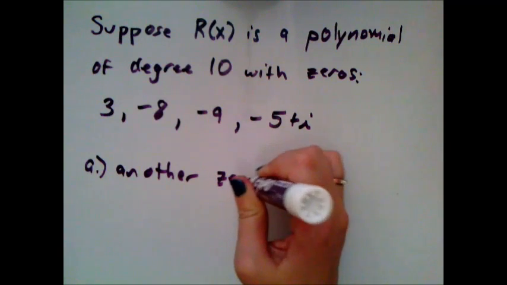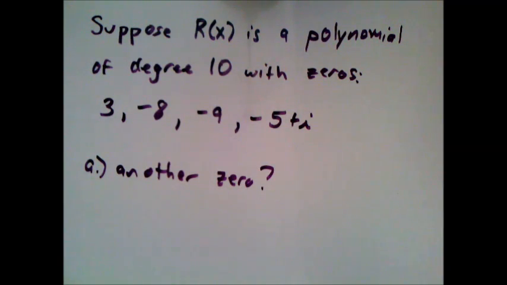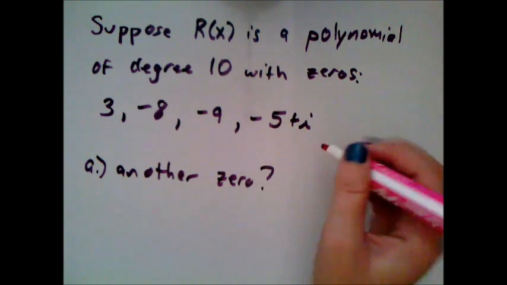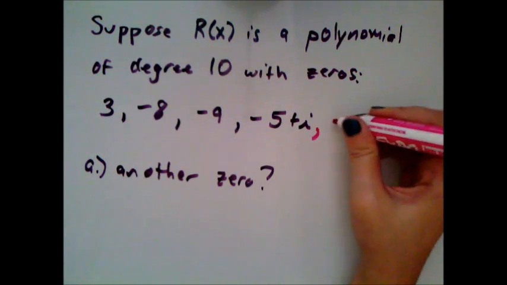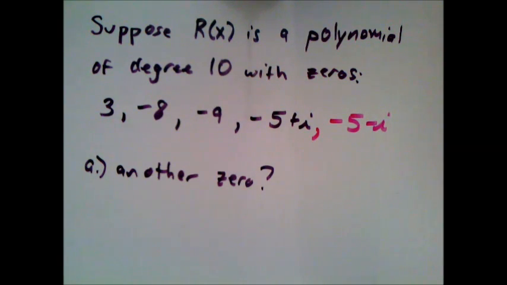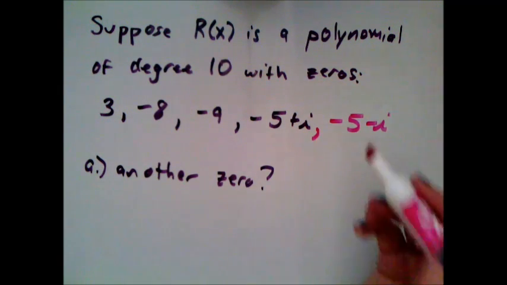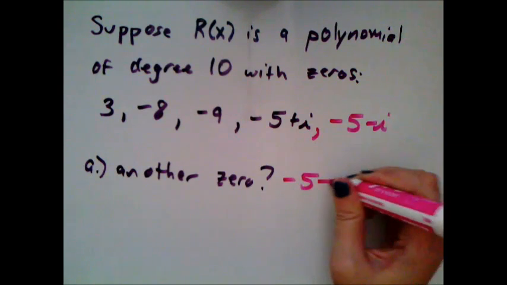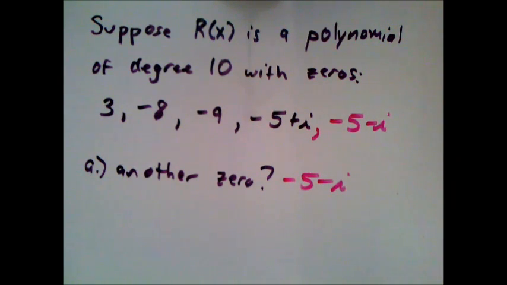Alright, this is the easiest if you have a complex zero, because remember they come in pairs. So if negative 5 plus i is a zero, I automatically know negative 5 minus i must also be a zero. So another zero would be negative 5 minus i.